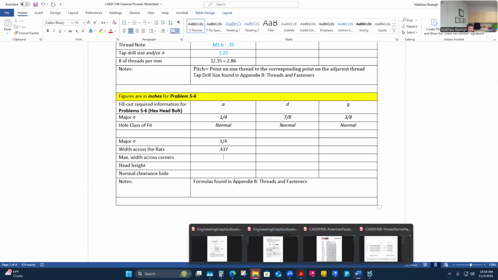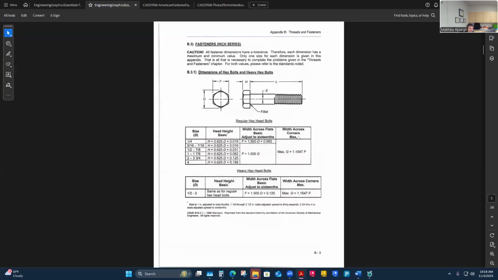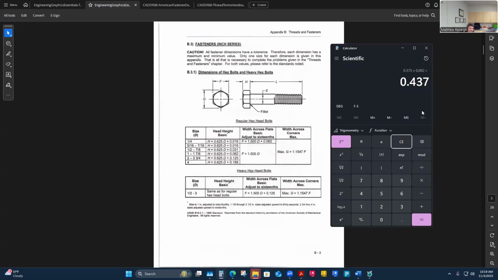So I go back to that. Here's max width across the corners, variable G. G is what I just figured out, F, times this other constant, 1.1547. I've already got this in my calculator, so I just multiply that by 1.1547. This would be great, especially if I was identifying it with calipers. And if I'm going to draw it in CAD, this is maybe a measurement I would want.